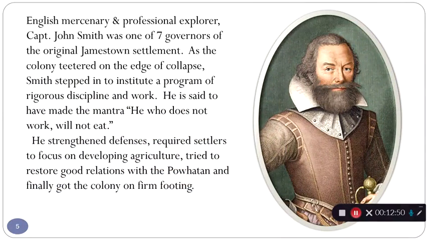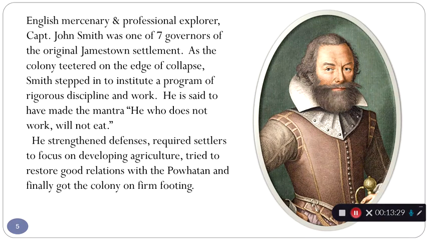The guy that finally gets everything on a relatively firm foundation is John Smith. Captain John Smith is a professional explorer in the early 1600s. He is a mercenary, basically a soldier for hire, right? Somebody who will be paid to help fight wars for countries that are not his own. And he's one of 7 people who were originally installed as leaders of the Jamestown expedition, what they called governors.